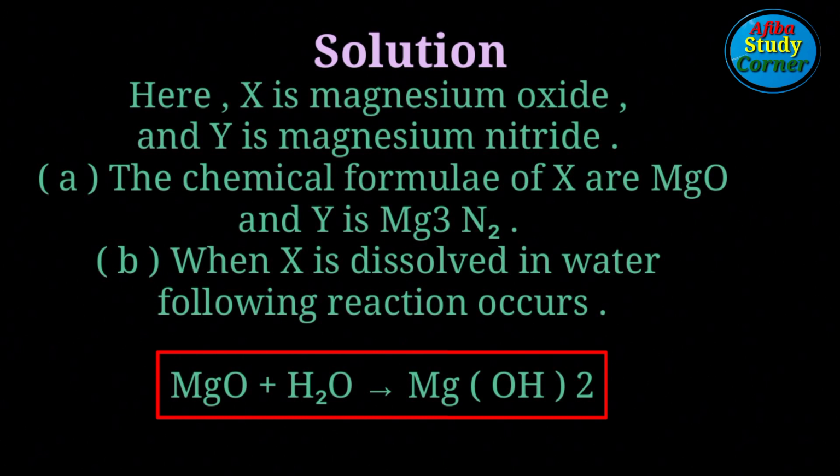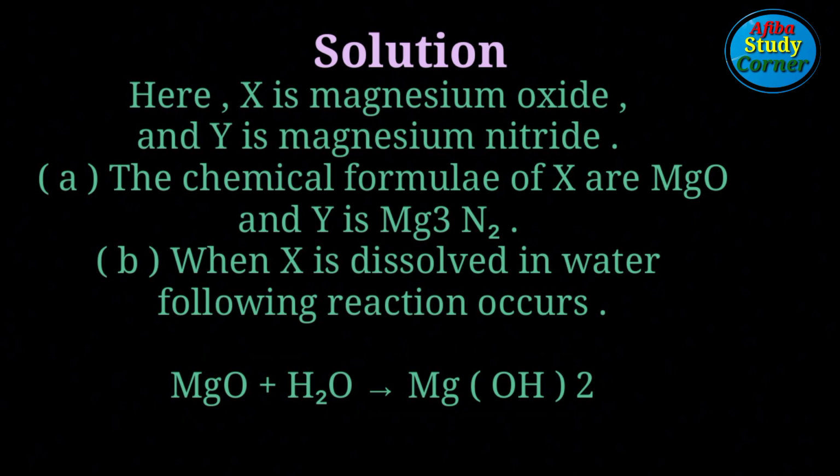When X is dissolved in water, the following reaction occurs. We know magnesium oxide reacted with water and forms Mg(OH)2, that is magnesium hydroxide.